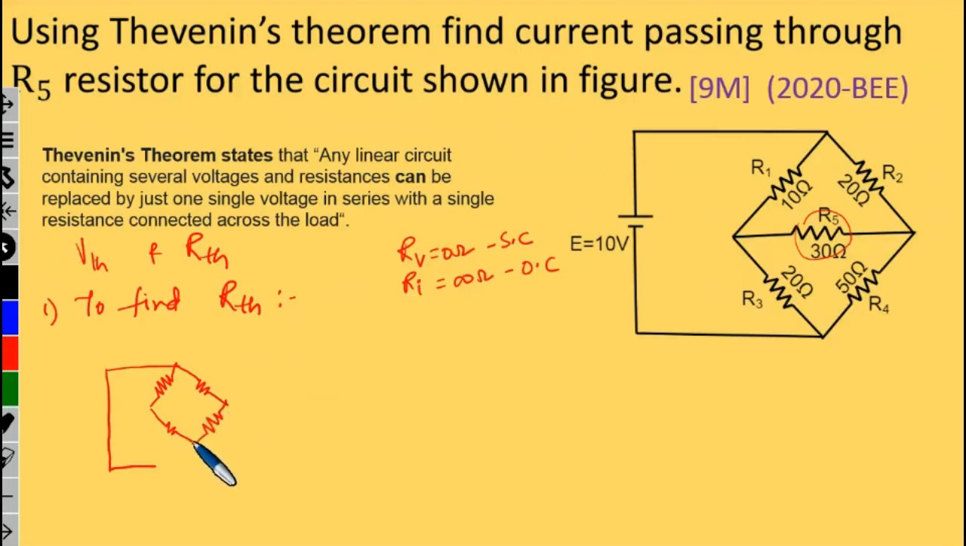So this is the voltage source which is now replaced by a short circuit, and this is your R1, this is your R2, this is your R3, and this is your R4. Let me mark terminal A and terminal B, so that we know we have to find R Thevenin across the terminals A and B.